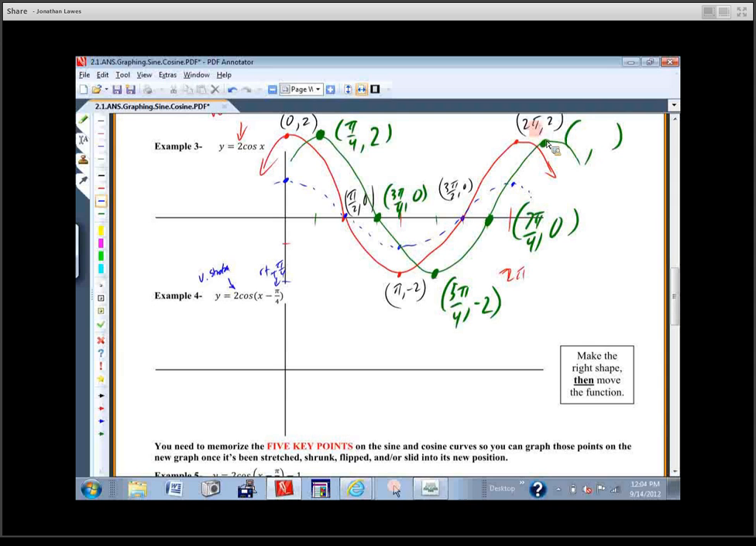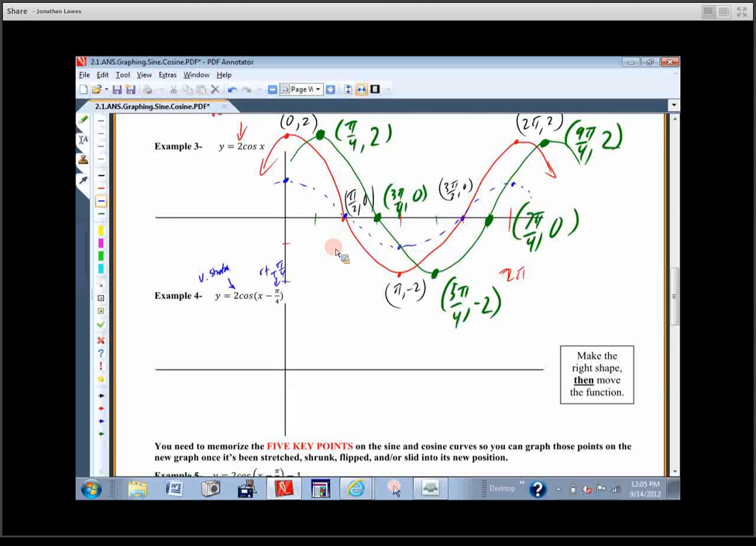You've got 2 pi, we're going to slide that over a pi fourth, so that's going to be 2 pi fourths is 8 pi fourths plus another pi fourths is going to be 9 pi fourths comma 2. Again, take a look at this one and look at the original, that blue dotted graph right here. Does the green one look like it's been vertically stretched and then slid over pi fourths units to the right?